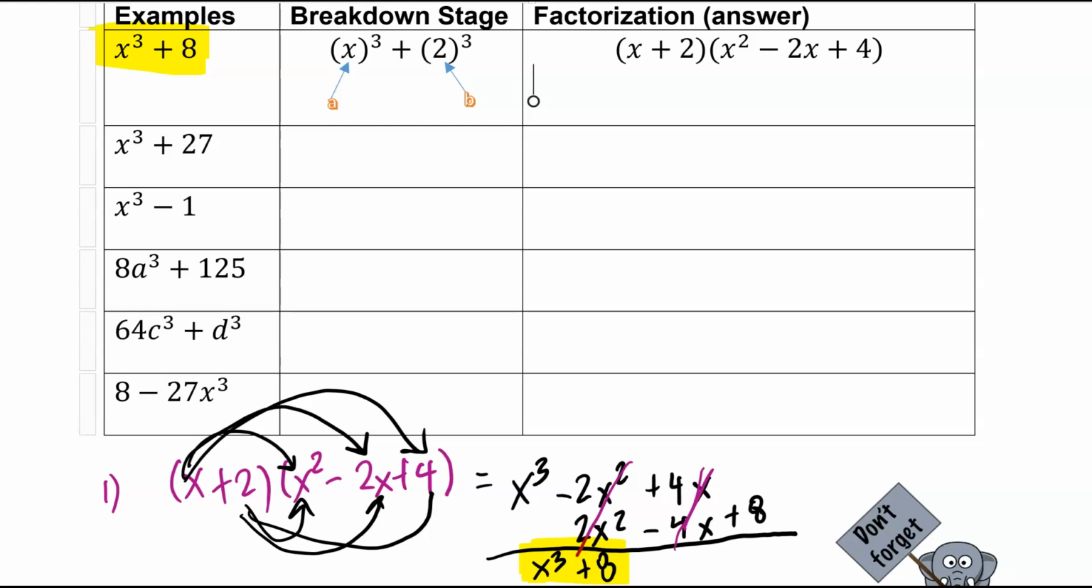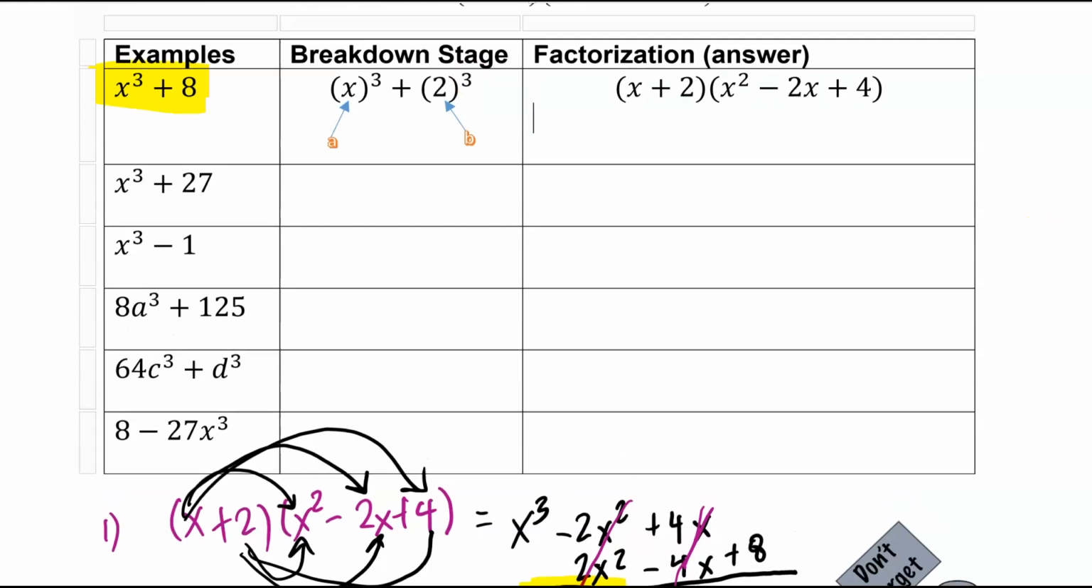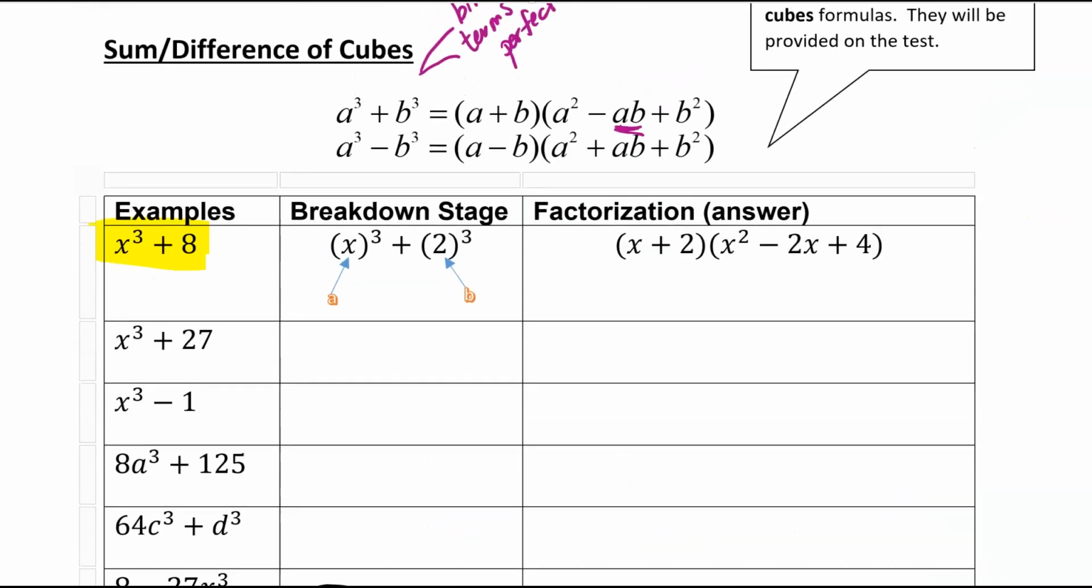Let's move on to number 2. Notice for number 2, we have a sum of cubes again. And the reason why it's a sum is because of this plus sign. If it was a minus sign, it would be a difference of cubes.